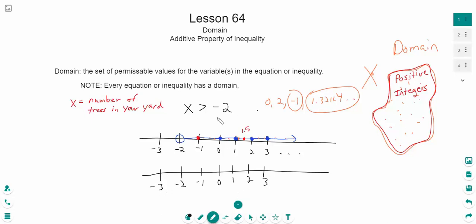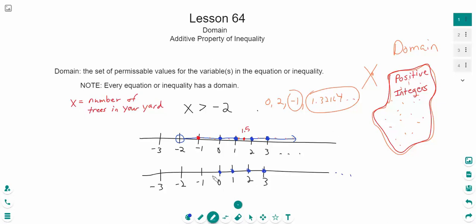Okay, so if I'm graphing this using the domain of positive integers, well then my graph is going to end up looking like this. It's going to be 0, 1, 2, 3, and kind of dot, dot, dot. It's going to be those whole numbers going on for infinity. Okay? That would be my solution.